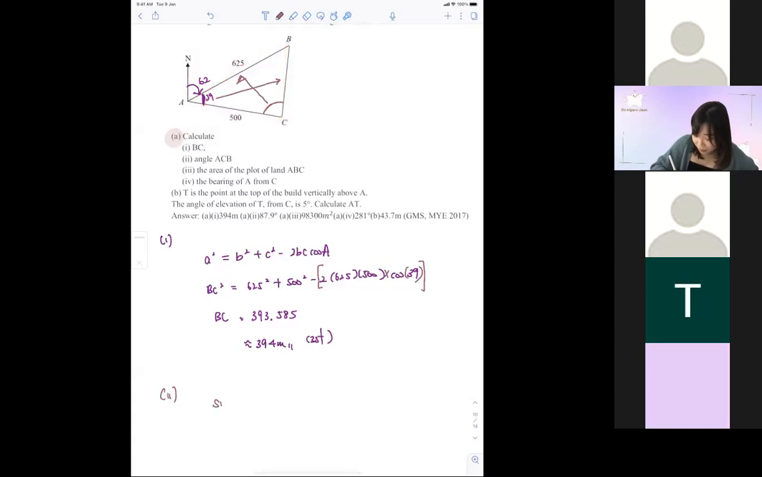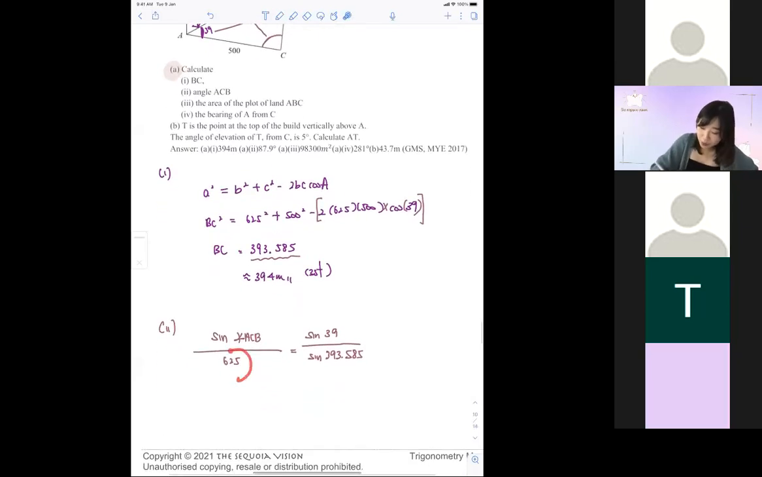When you use sine rule, some students ask me whether to put sine or cosine. Sine rule, you put sine; cosine rule, you put cosine. So sine angle ACB over 625 is equal to sine 39 over sine. Now, when you use BC, please use the raw value. If not, you can't get the answer. Now in degree mode, divide, bring over times, and then sine, bring over sine inverse.